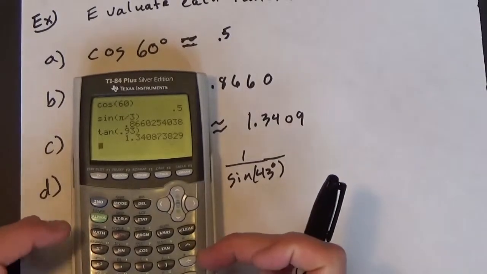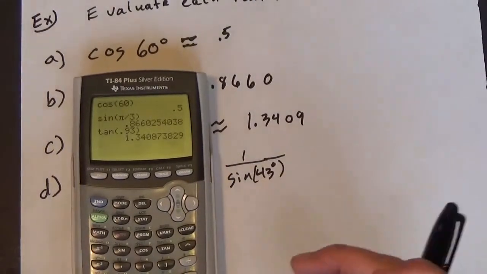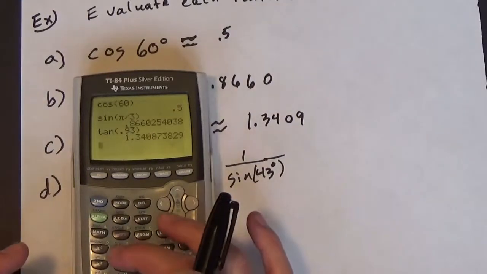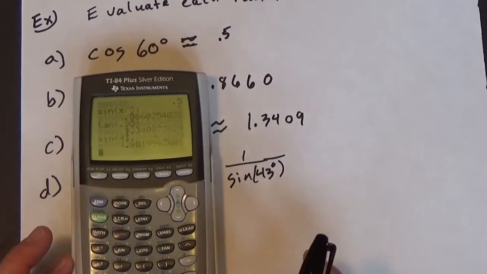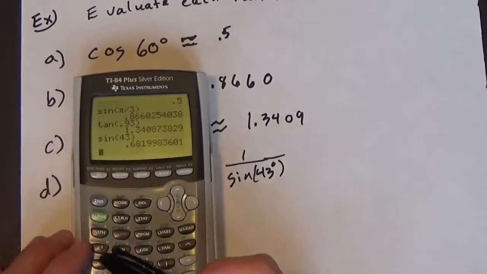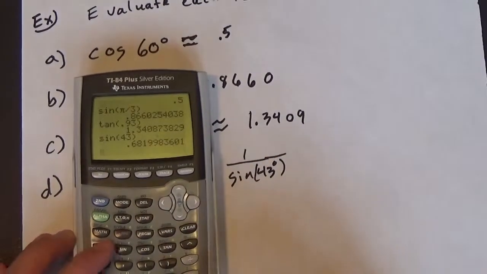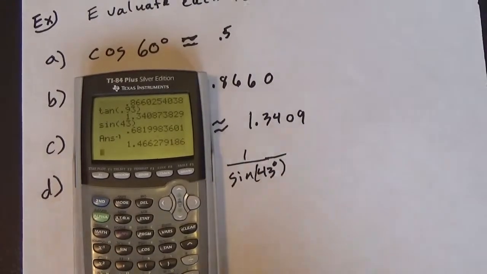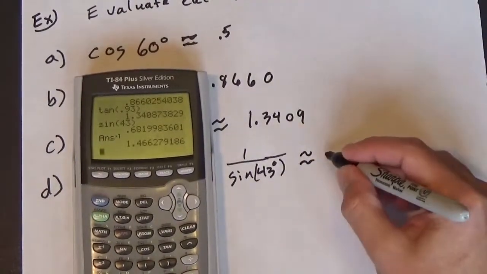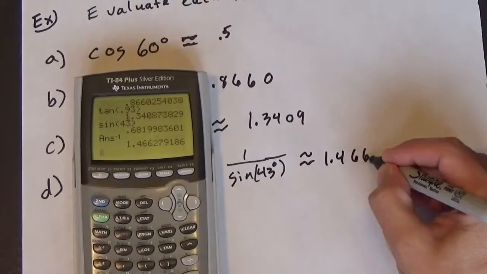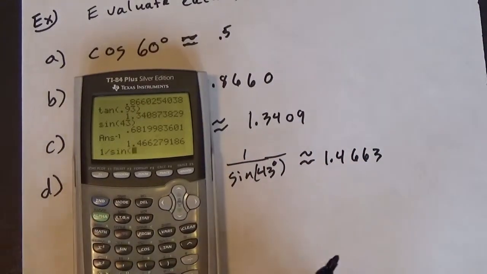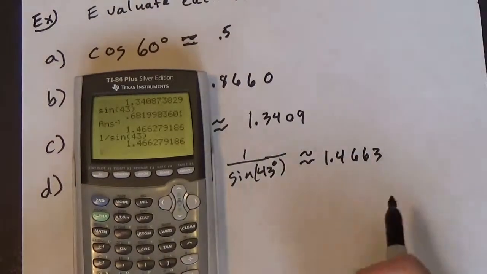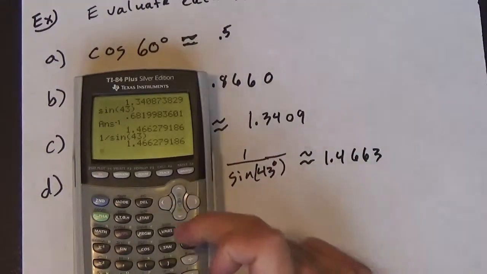We're going to take, well, there's a couple ways we can do this. We can say sine of 43, and then there's a little reciprocal button right here, and hit the reciprocal of that, and we get 1.4663. You could also just say 1 divided by the sine of 43, and you get the same thing. So whichever way you want to do it is fine.